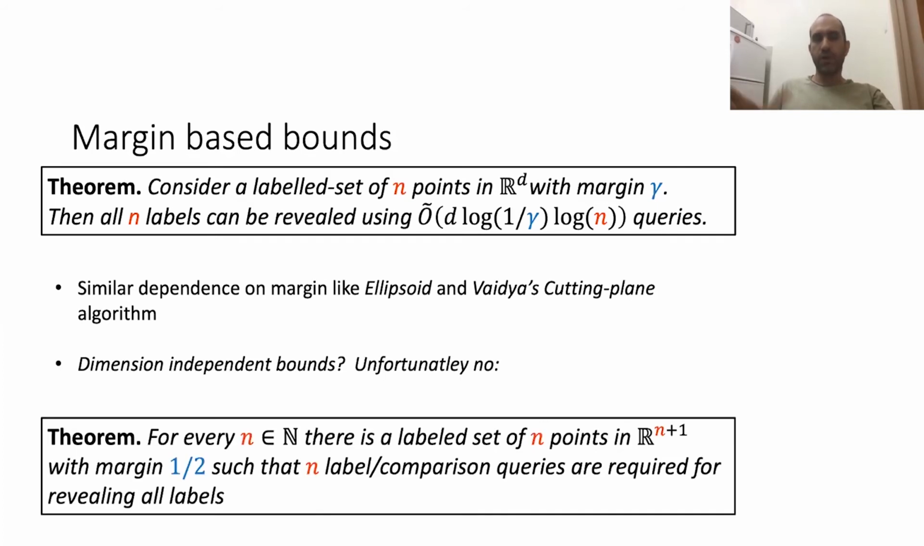And also let me note that it is impossible. Usually in machine learning, statistical learning, once you introduce margin, you usually want to avoid the dependence on the dimension. And it is impossible in this context. So if we allow very large dimension, then we can find point sets with a constant margin in which you require basically all queries in order to infer.